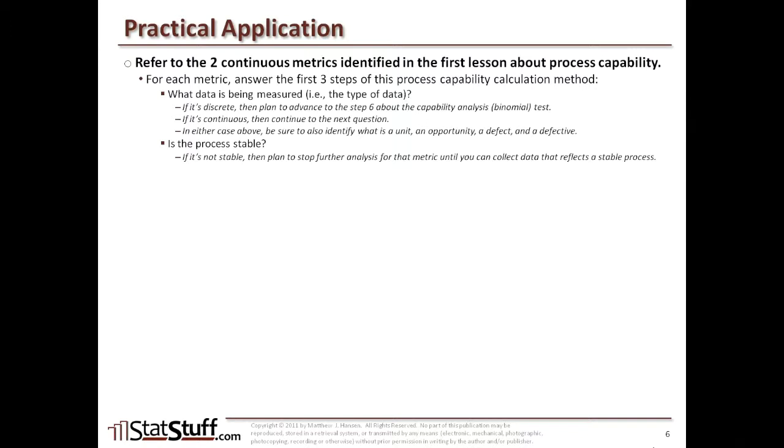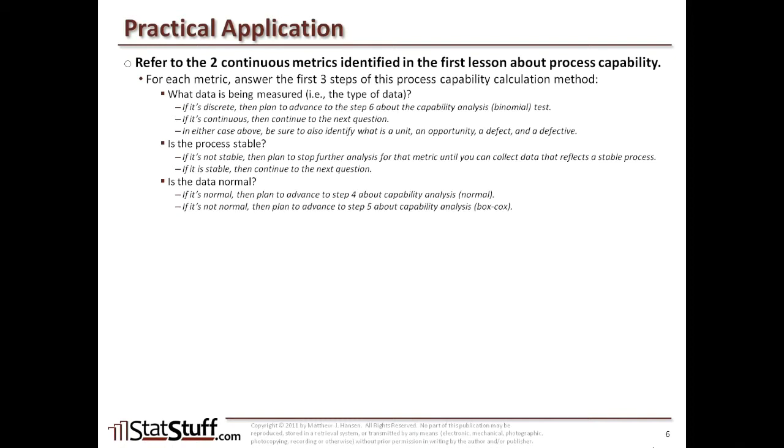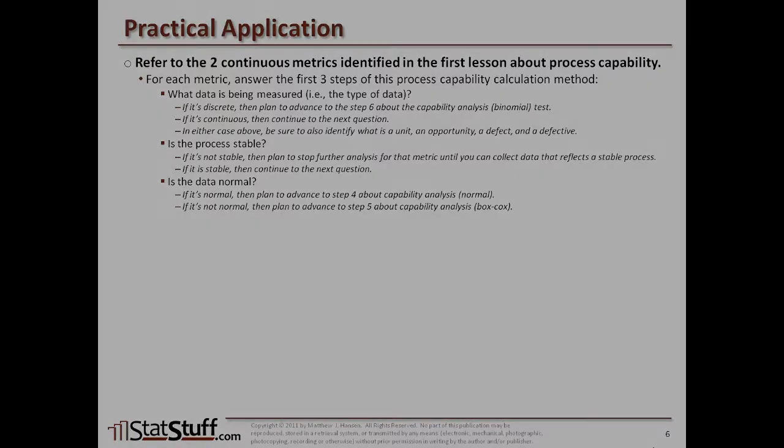Once you've got data that reflects a stable process, then you can move on to the next part, where we ask: is the data normal? If it is normal, then we want to advance to step 4, which is the capability analysis for normal data. But if it's not normal, then we plan to advance to step 5, where we do the capability analysis for non-normal data, where we might apply a Box-Cox transformation.